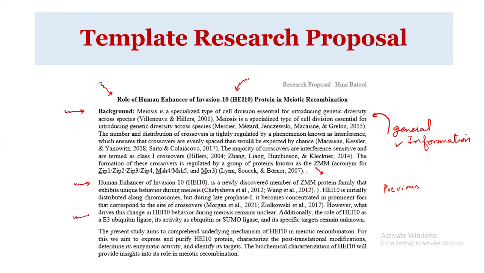And then I have mentioned the knowledge gap. I have mentioned that the involvement of this protein in crossover formation is pretty well known. However, the exact mechanism of crossover formation is still unknown. Furthermore, it is also not clear whether this protein is a ubiquitin ligase or not. By this information, I am highlighting the knowledge gap, that there is some information which is still not available about this protein. And then I have mentioned the significance of my study, that in this study, I plan to answer these questions or fill in these knowledge gaps. So this is how I have listed the introduction of my research proposal.